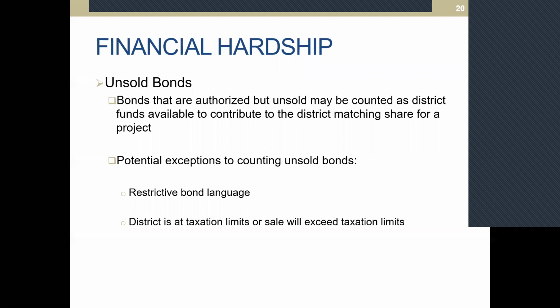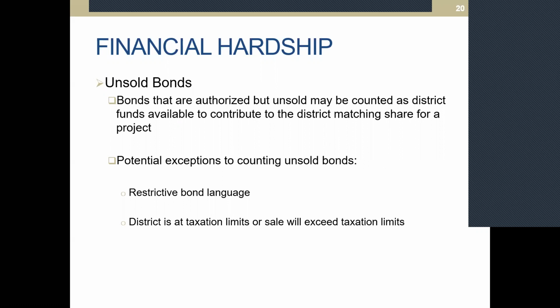Okay, unsold bonds. Bonds that are authorized but unsold may potentially be counted as district funds available to contribute to the district's matching share for a project. Some potential exceptions for counting these unsold bonds: there could be restricted bond language where those bonds are restricted for specific projects, and if the hardship projects they're coming in for are not one of those specific projects, then those bond funds will not be counted as available funds.